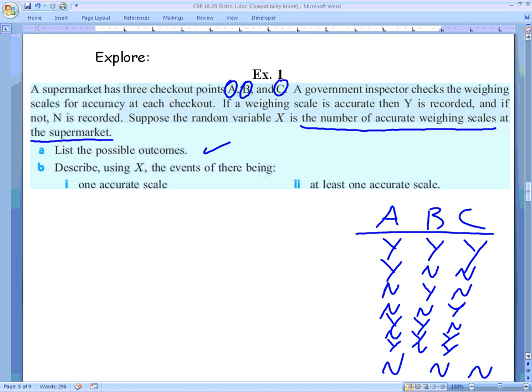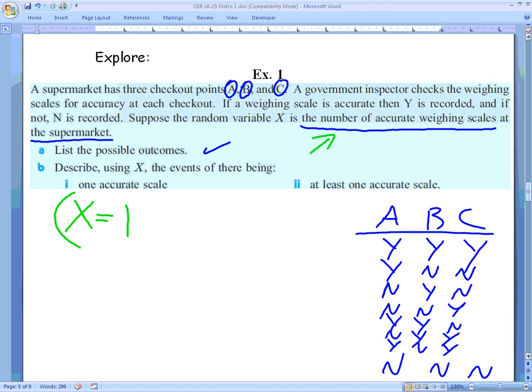Describe using X the events of there being one accurate scale. Well, that would mean that X, again, which we represent here, the number of accurate weighing scales, so X is 1. That's really all they're asking us for here. So that would be X equals 1.